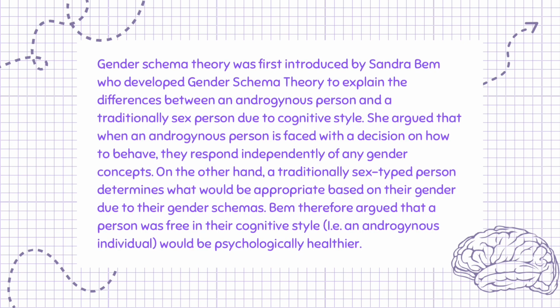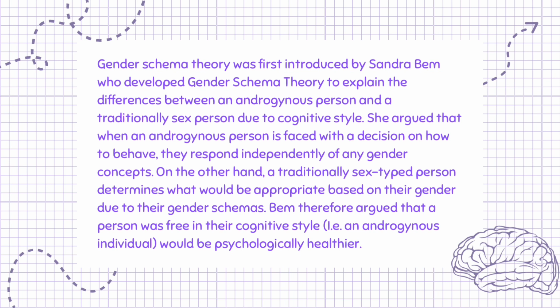Gender schema theory was first introduced by Sandra Bem, who developed gender schema theory to explain the differences between an androgynous person and a traditionally sex-typed person due to cognitive style. She argued that when an androgynous person is faced with a decision on how to behave, they respond independently of any gender concepts. On the other hand, a traditionally sex-typed person determines what would be appropriate based on their gender due to their gender schemas.